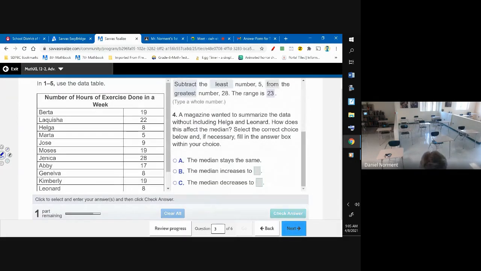A magazine wanted to summarize the data without including Helga and Leonard. Now look, Helga's here.